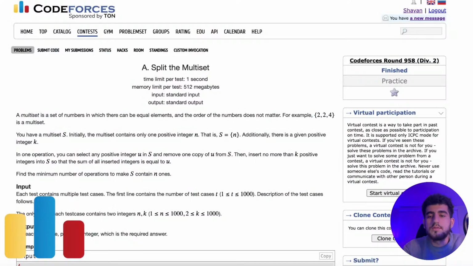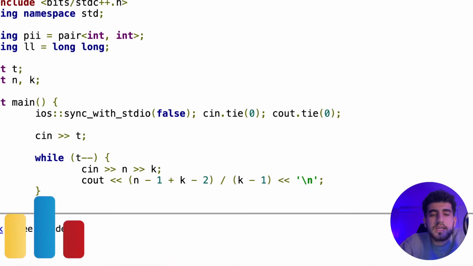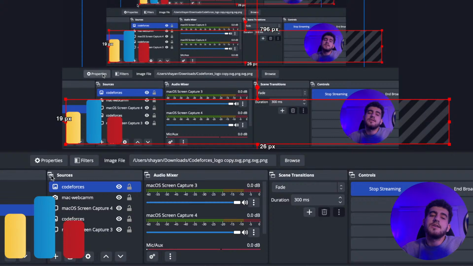So we need at least ceil of (n minus 1) over (k minus 1) steps for that. And if I want to show you my code for problem A, it's just enough to say that I see out (n minus 1) over (k minus 1), the ceil of it. And this plus k minus 2 is in order to calculate the ceil of this value. Is it clear now?